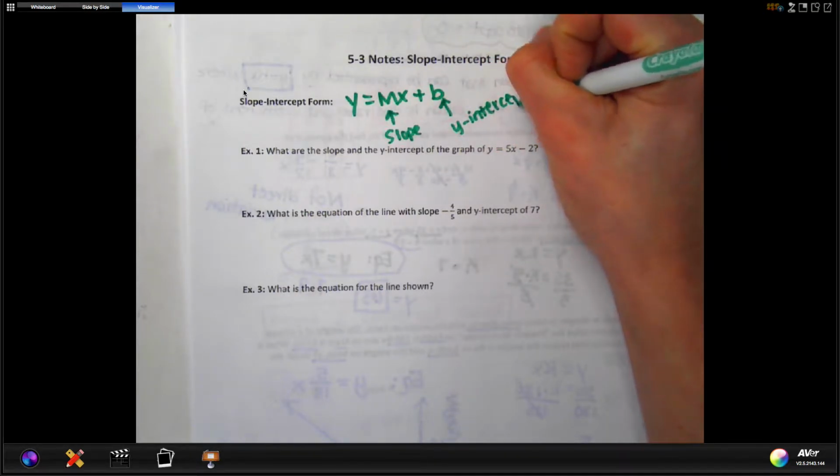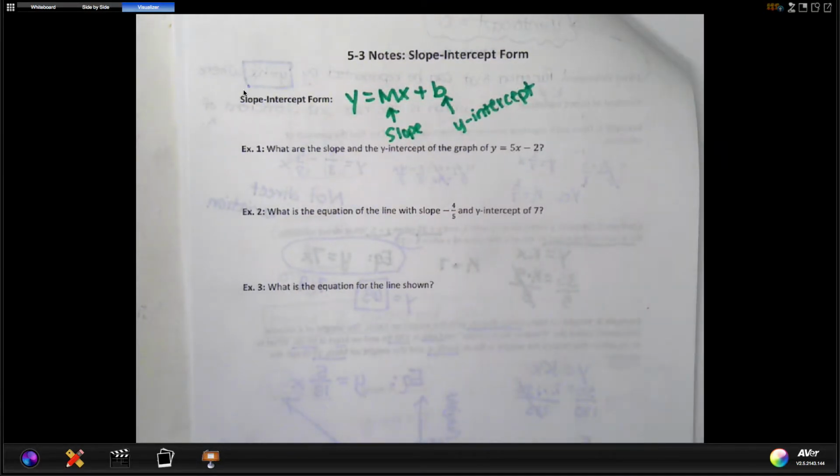As long as it starts with y equals. So if it doesn't, just like yesterday, you have to make it start with y equals. The only way that you can say that the slope is the number next to x is if y is alone on one side of the equation. Otherwise, it doesn't work. Okay?